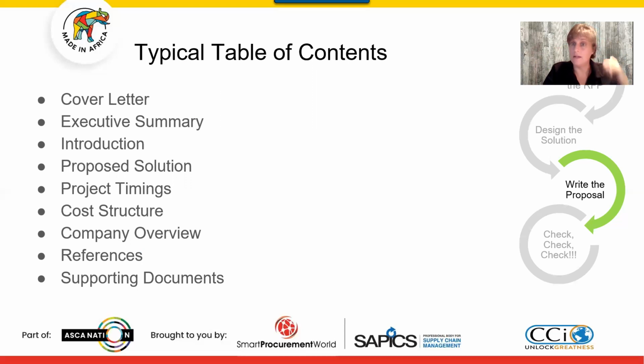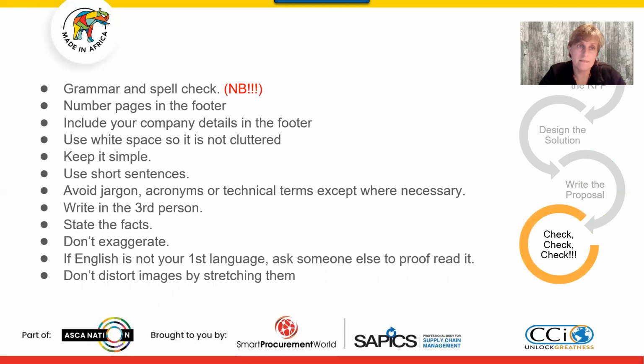So you've now understood the RFP, designed the solution, and written the proposal. The final step in the process is checking. Make sure that you have done a grammar and spell check. There's nothing more off-putting than poor spelling and bad grammar. Capital letters, full sentences, the basics of English grammar. Number the pages of the proposal in the footer and include your company details in each footer so that they've got a way to refer back to it.